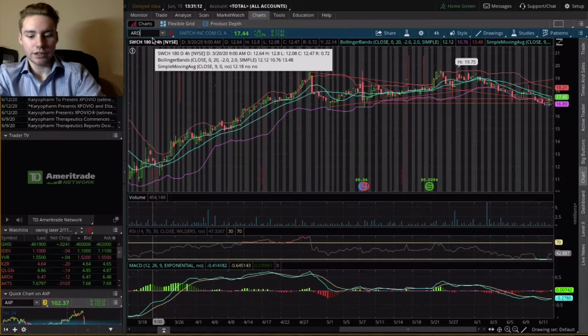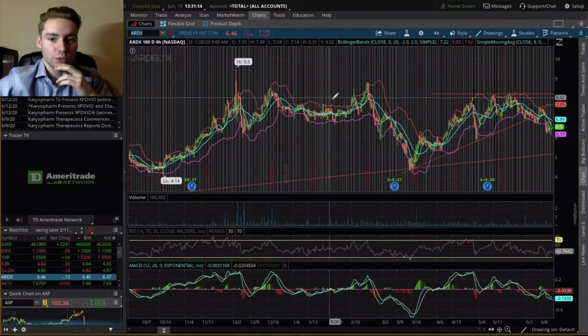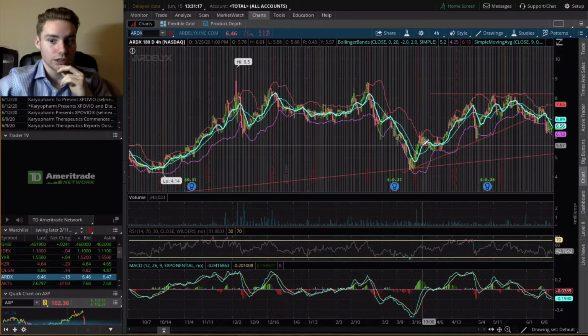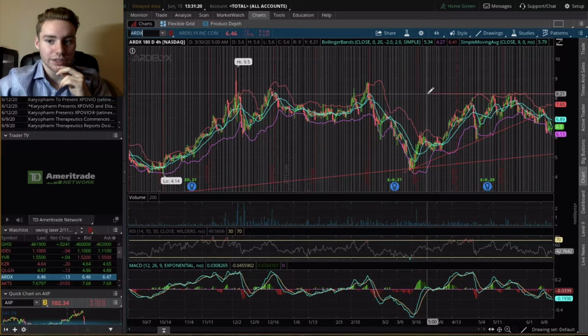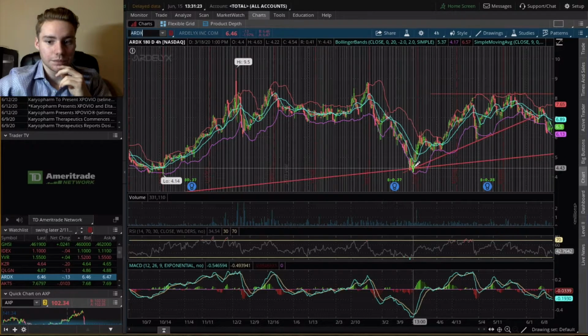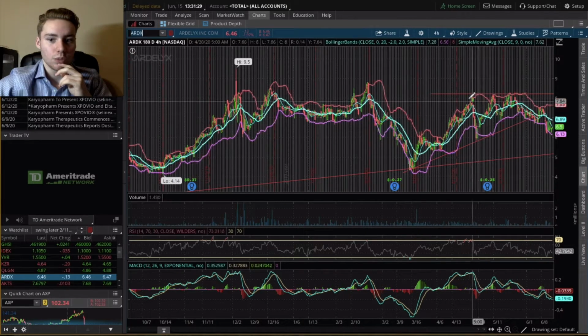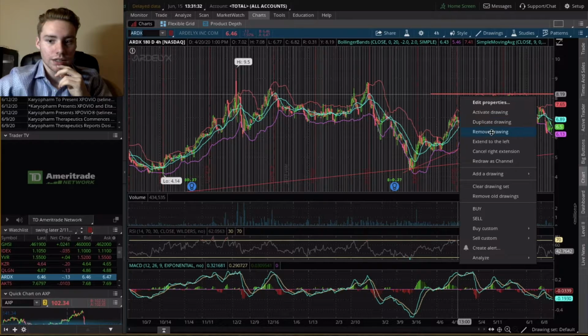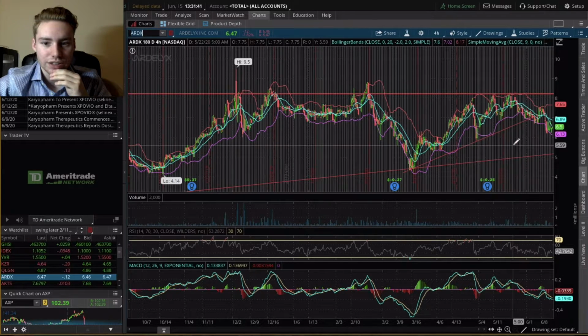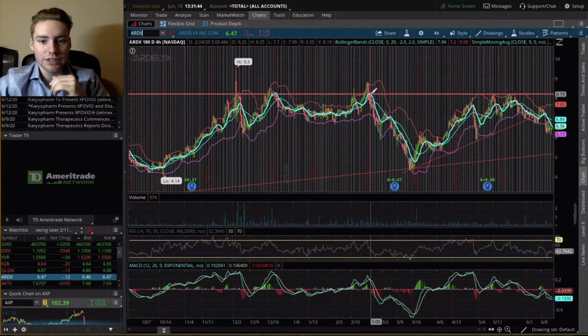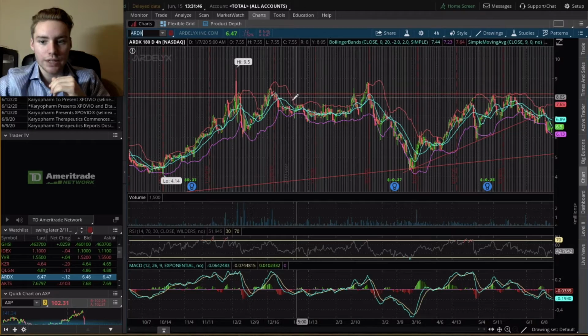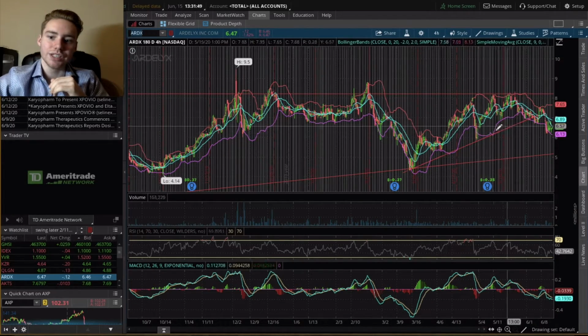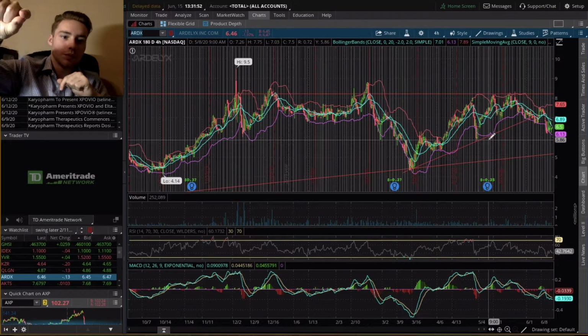So, example here, ARDX. This was forming an ascending triangle. What we can see with this is that the support is at a slope here. The support is increasing, while the resistance here is a flat line. So if we just extend this to the left here, we can see that it's hit that at multiple points before, and now it's starting to hit that again. So we see this kind of like boom.